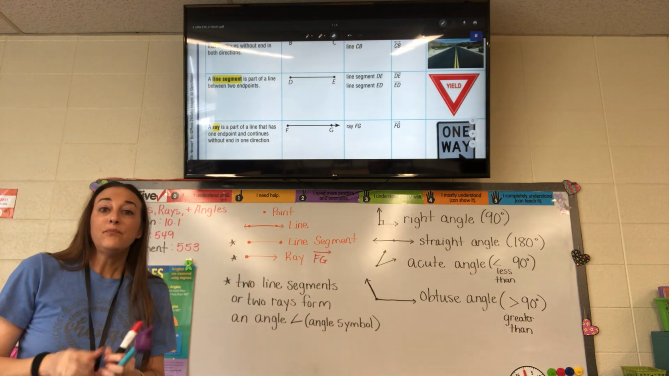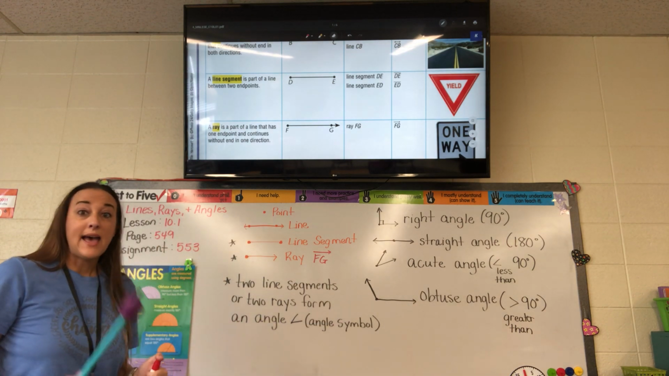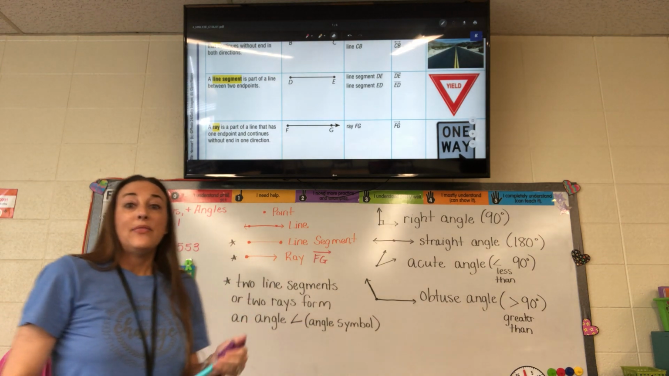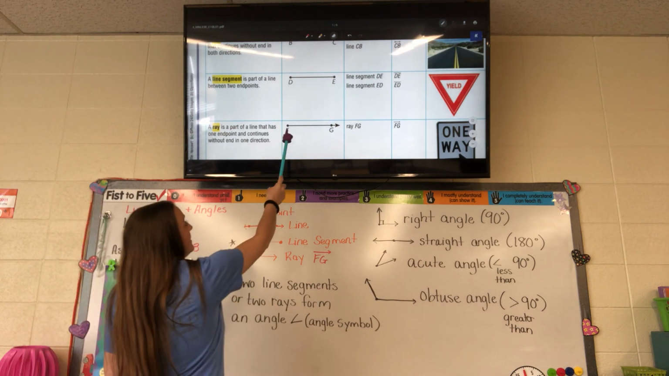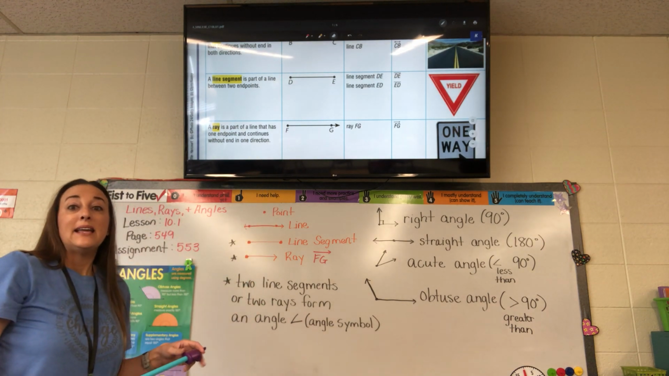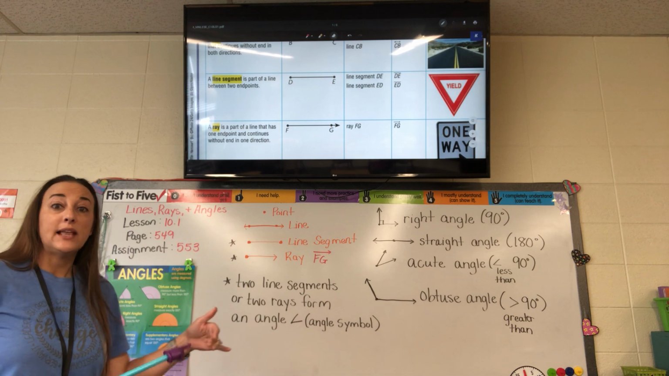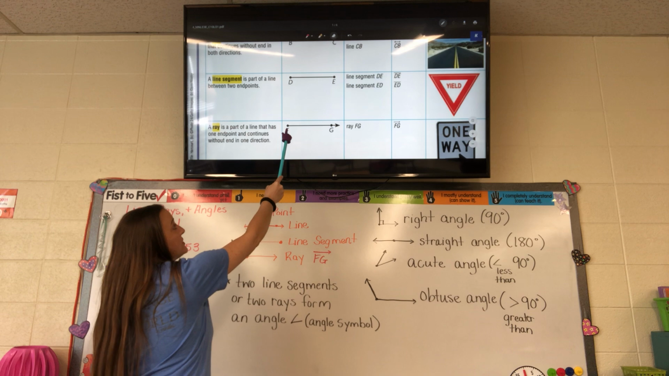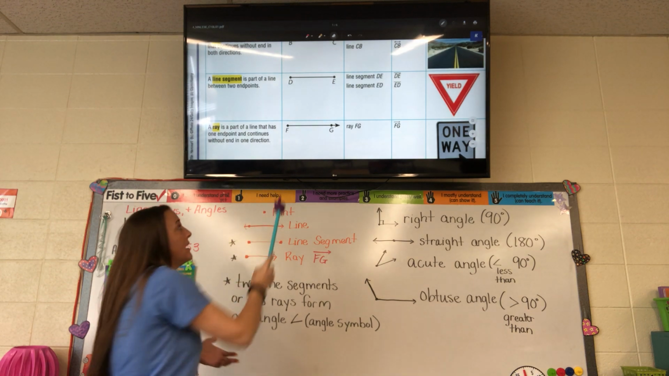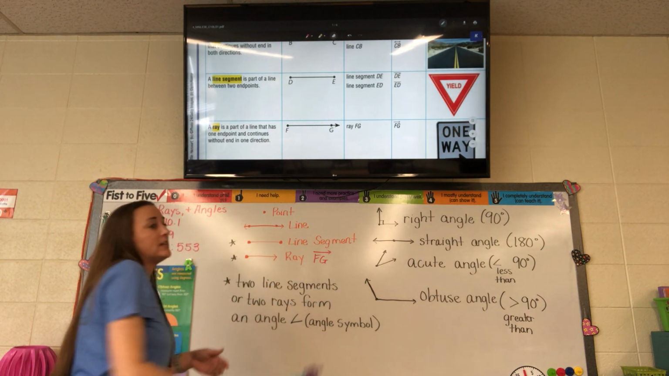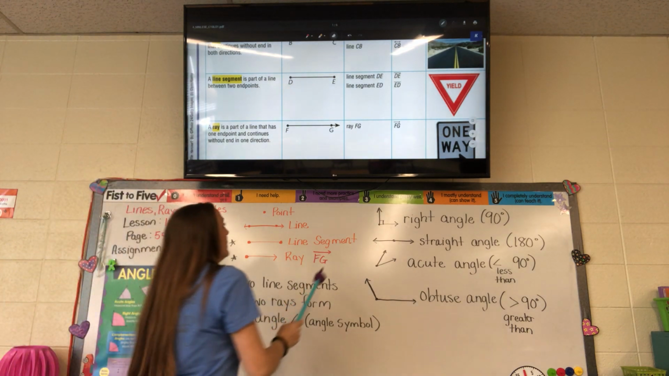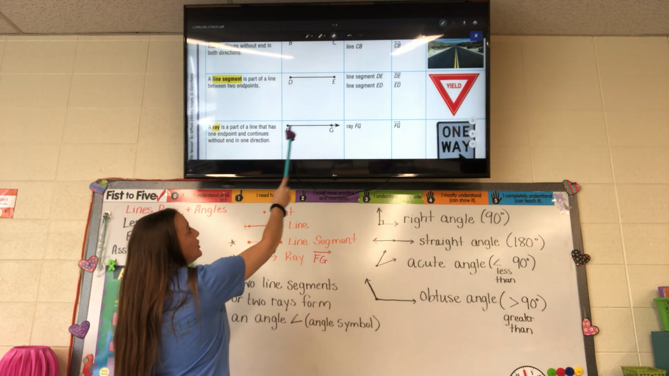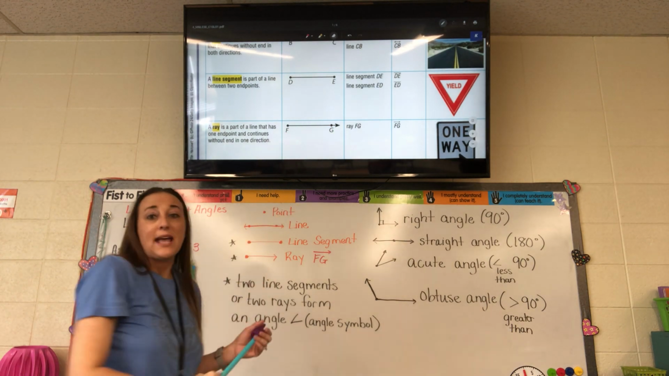Now, the ray does have a direction or a starting point, and that endpoint is the first letter that you put. So in the case of the ray, it always starts at the endpoint, like the sun, and then goes the direction that the arrow's pointing. So this ray can only be FG, not GF, because it has to start at the endpoint.